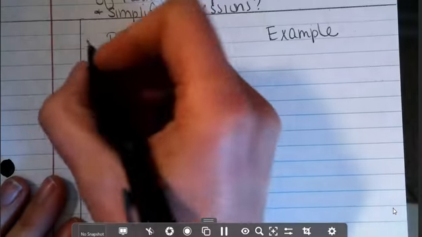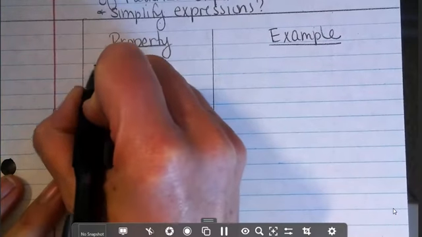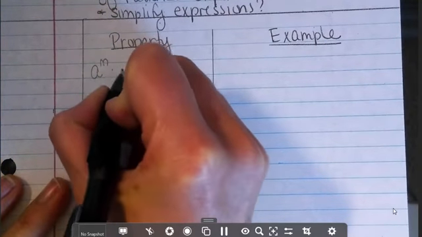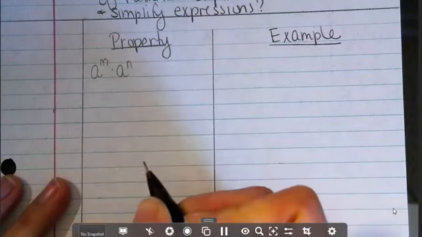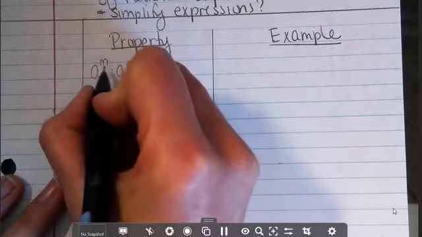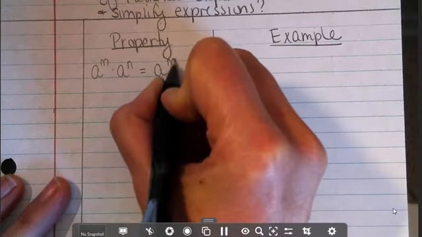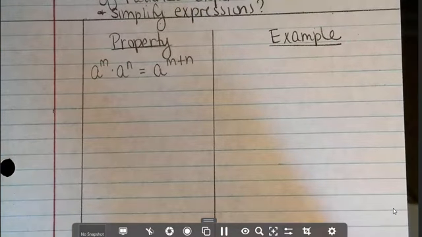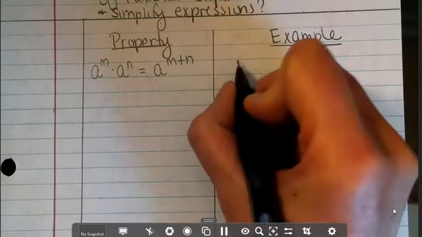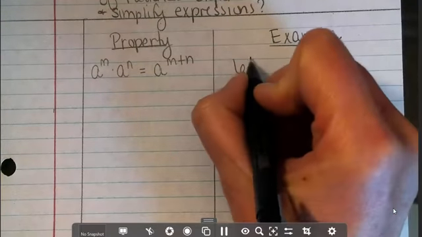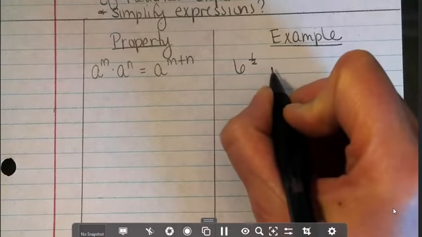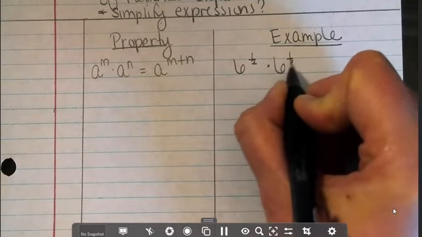All right, first property. Again, these properties, you've seen them all before. This is a to the m times a to the n. And what you know from that is that you should do what with these exponents if you have like bases? You're going to add them together. Okay, so what happens if I have, for example, 6 to the 1/2 times 6 to the 1/3?